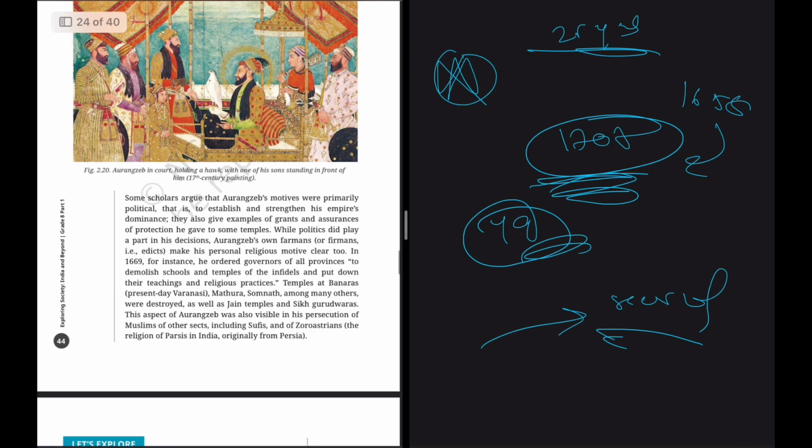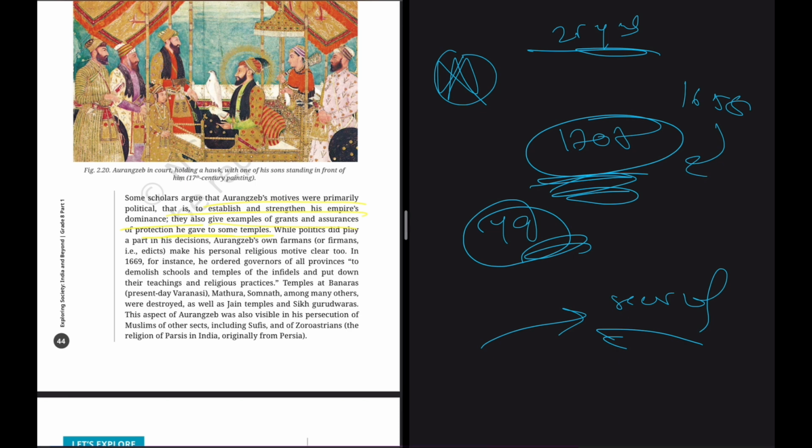And some scholars argue that Aurangzeb's motives were primarily political, that is, to establish and strengthen his empire's dominance. So some of them thought that there was no personal agenda, he was only thinking of making his empire dominant. And they also gave examples of grants and assurances of protection he gave to some temples. So whatever Aurangzeb did was to establish his empire's dominance, the scholars say.